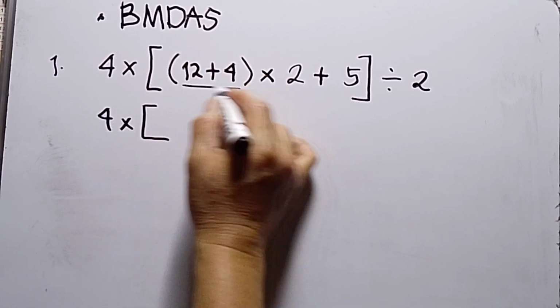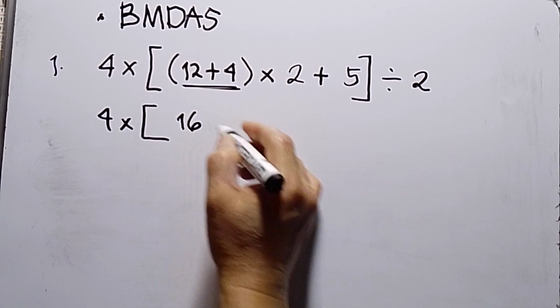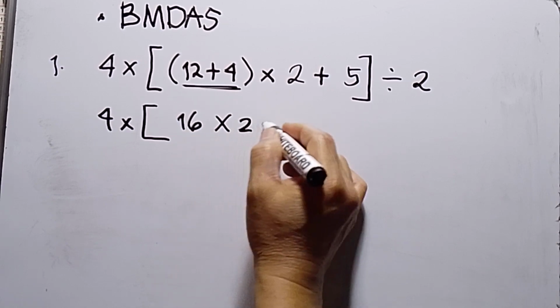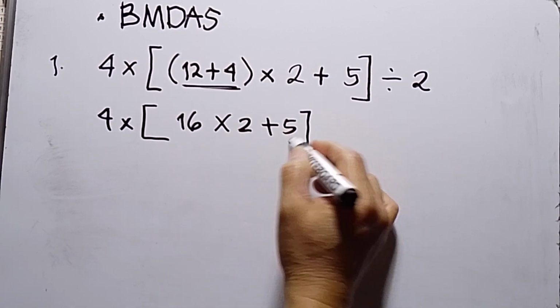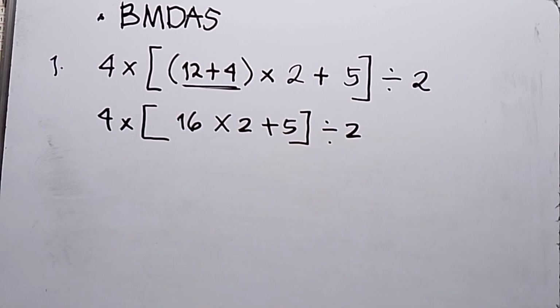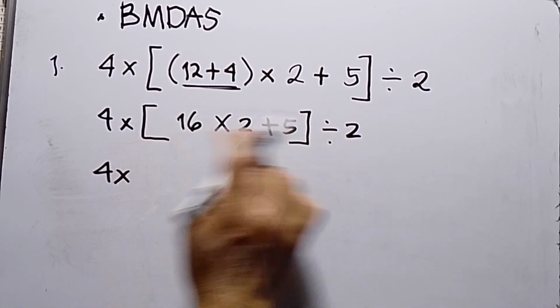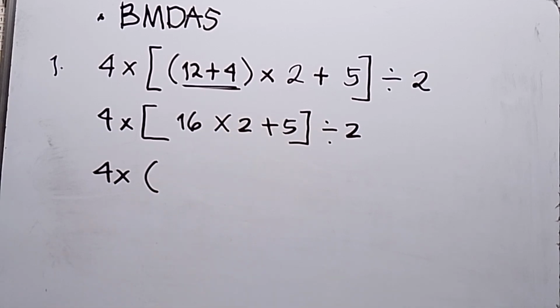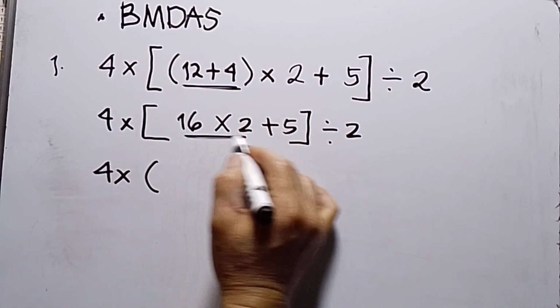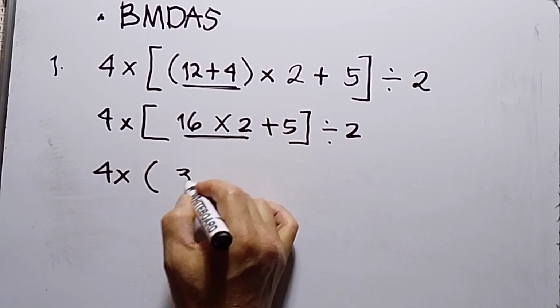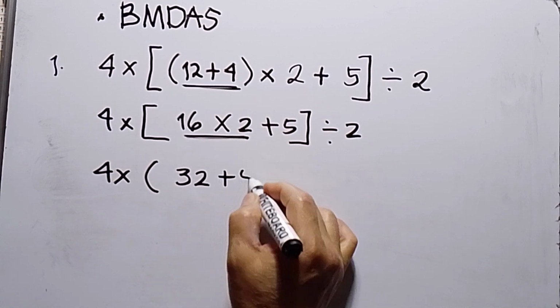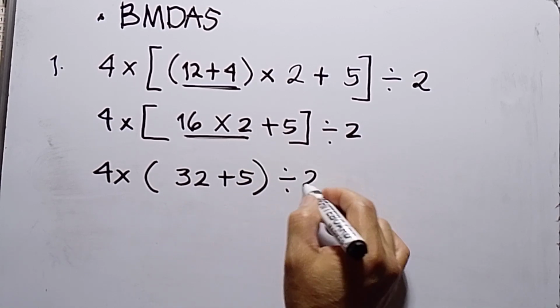So this one first, circle bracket, so this will be 16. Then times 2 plus 5 divided by 2. So this will be 4. So I need to change this one to square brackets. So multiply first. 16 times 2 is 32. Then plus 5 divided by 2.